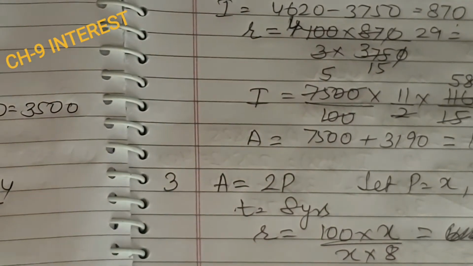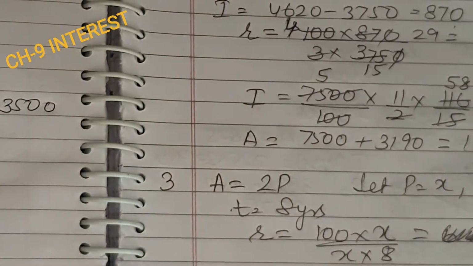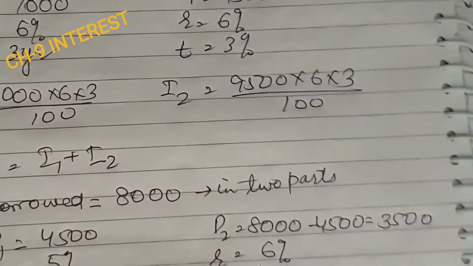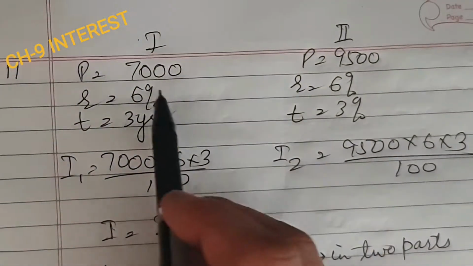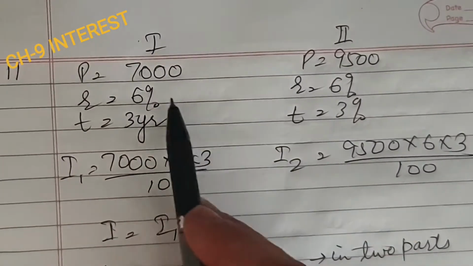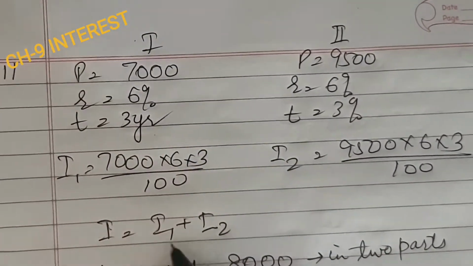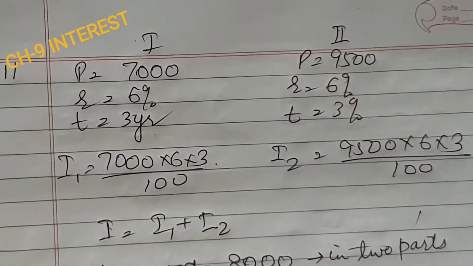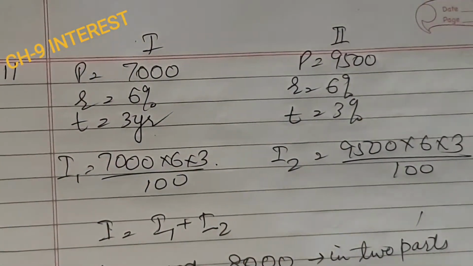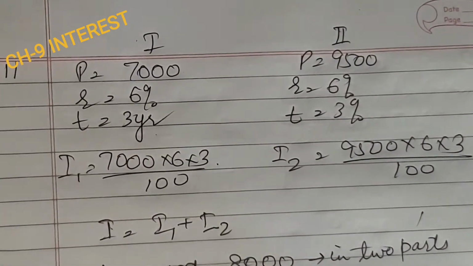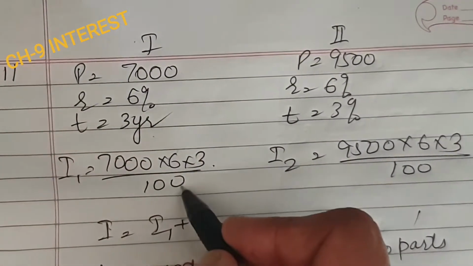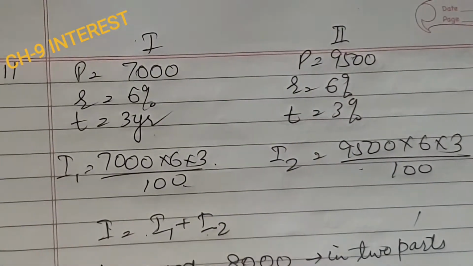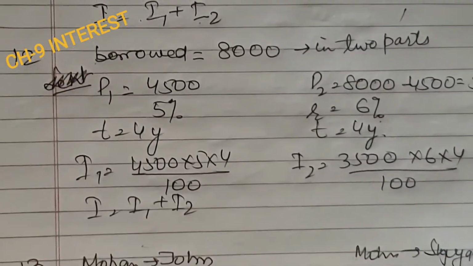Now in question number 11, you are given that it is lent in two parts. One part is lent, 7,000 at 6% for 3 years, and we will find I1, likewise for I2. Further, you will have questions in which the formula is used twice, in B exercise also and here. So we find I1 by substituting in the formula, then I2, and you will find I1 plus I2, and that will give you the answer.